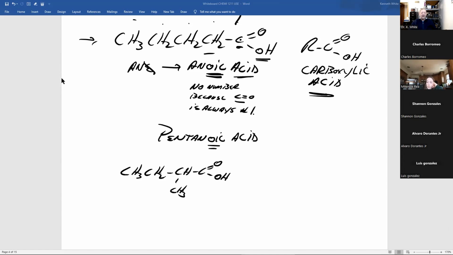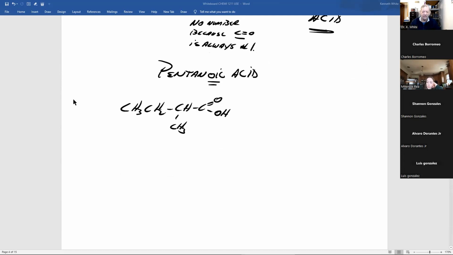I think everybody's done, so let's do it. How do you know how to name this? You look for what's different, what's not carbon, hydrogen. Ooh, oxygen here and here. You have a carbonyl, carbon double bond to oxygen. That same carbon has a hydroxyl group, OH. And this is a carboxylic acid.